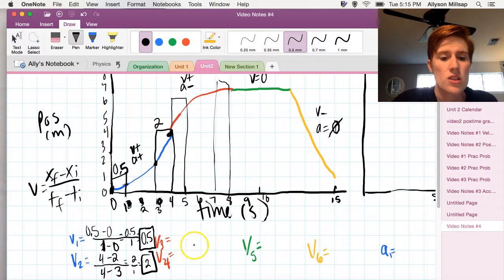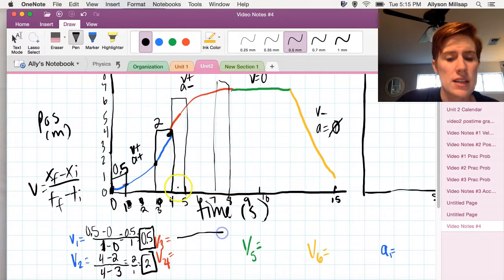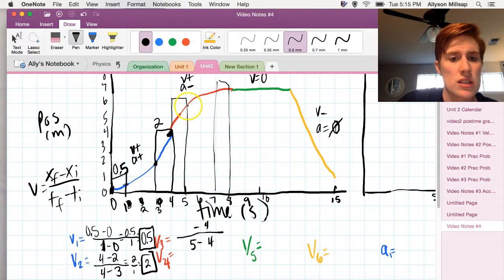Okay. So for our third velocity, we start at 4 seconds. We end at 5 seconds. Our position looks like it's starting at 4 meters, and our last position is ending at right here, which is 6 meters. 6 minus 4 is 2, 5 minus 4 is 1. So our initial speed here is actually the same. It's 2 meters per second.